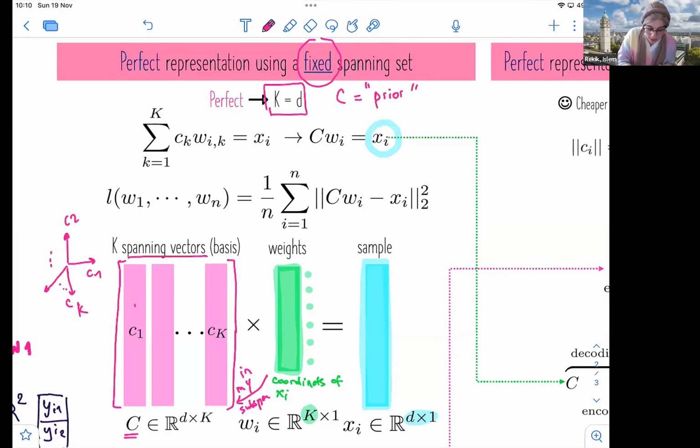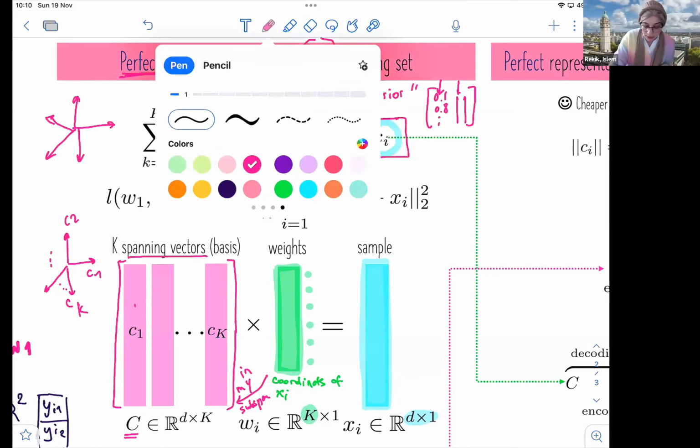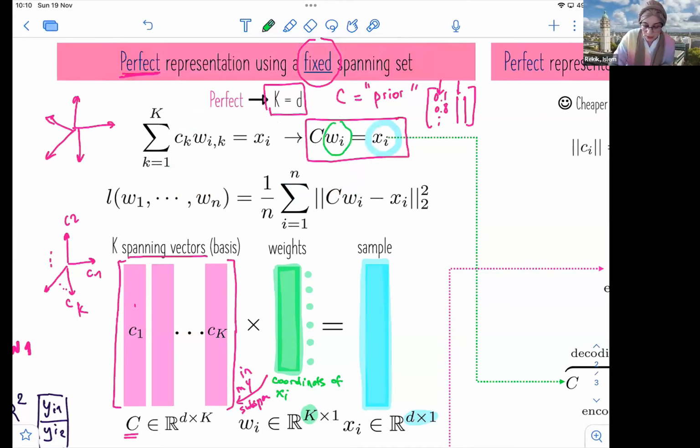So it's a perfect representation using a fixed spanning set. Somehow you define your C the way you want, you put a bunch of values, and then you have your first C1, your C2, etc. And you say, look, I am defining my space the way I want to define it. It's a prior space. And all that I want to do through this equation is to learn the wi, the new coordinates of my point xi in this new space C.